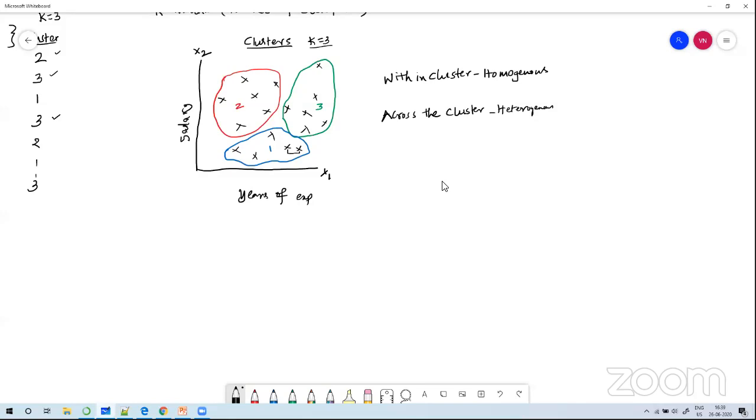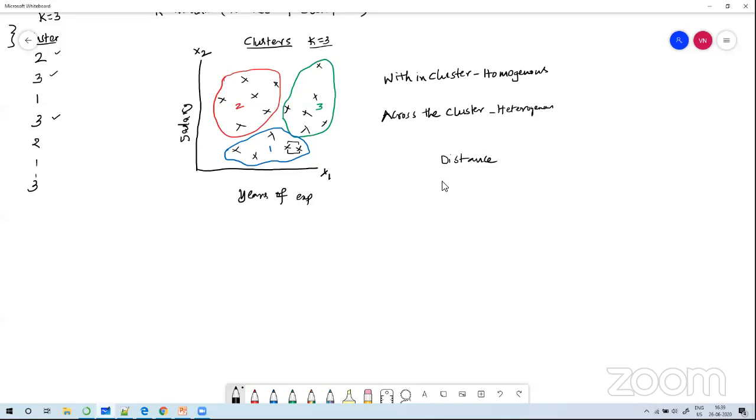Look at these two observations here. In terms of both years of experience and salary, they are very close to each other. So we can call these two observations very similar to each other. To say if two observations are similar or different, how similar or how different they are, we need a metric. There are two types of metrics that we generally use when looking at similarity between observations.